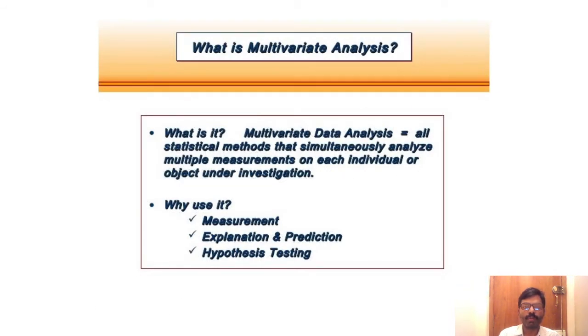Then when it comes to multivariate analysis, let us get into multivariate analysis. What is it? Multivariate data analysis is equal to statistical methods that simultaneously analyze multiple measurements on each individual or object under investigation. Then why do we use it? For the sake of measurement, for the sake of explanation and prediction, and to test the hypothesis.